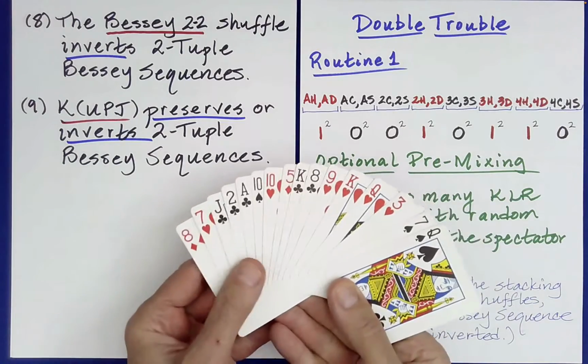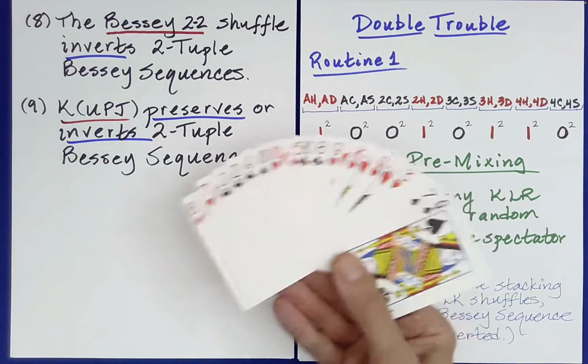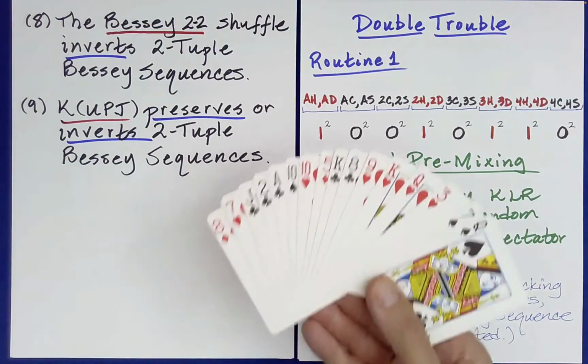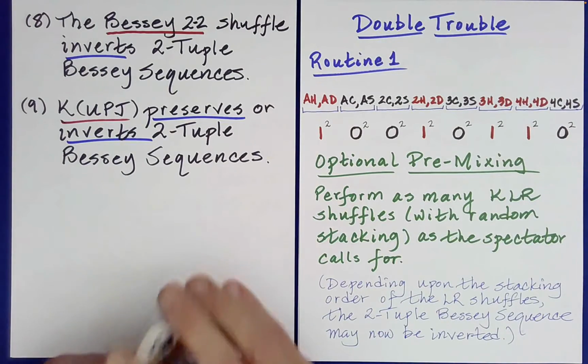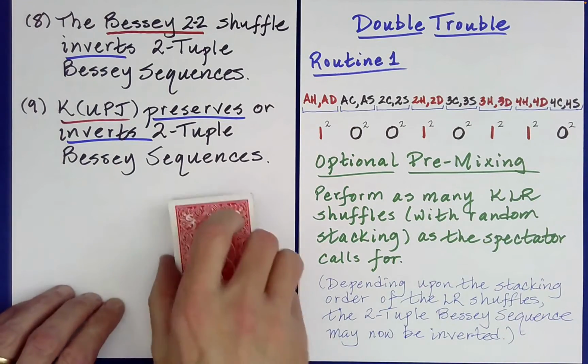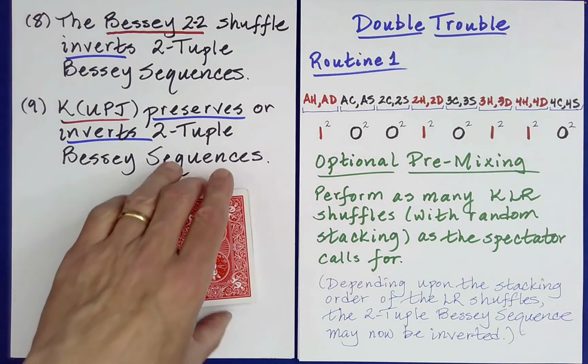Okay, and for that reason, it might be best actually to use a random mixture of cards as long as you have the right colors in the right places. So it doesn't really have to be that orderly. Now I mentioned here you can do some optional pre-mixing, so you can perform as many LR shuffles with random stacking as the spectator calls for, and then depending upon the stacking order of the LR shuffles, the two-tuple Bessey sequence may now be inverted, which is not a problem.